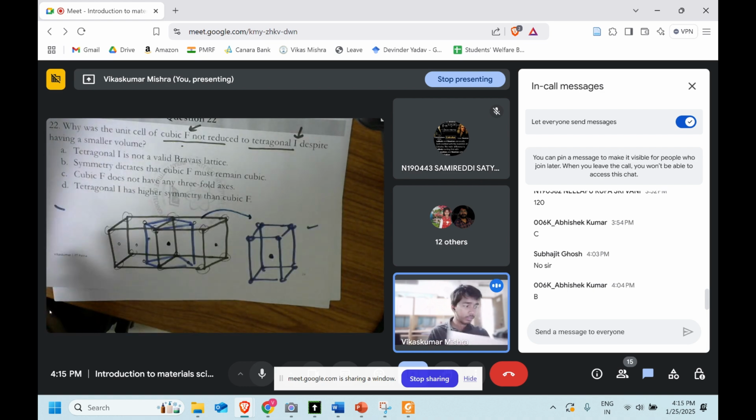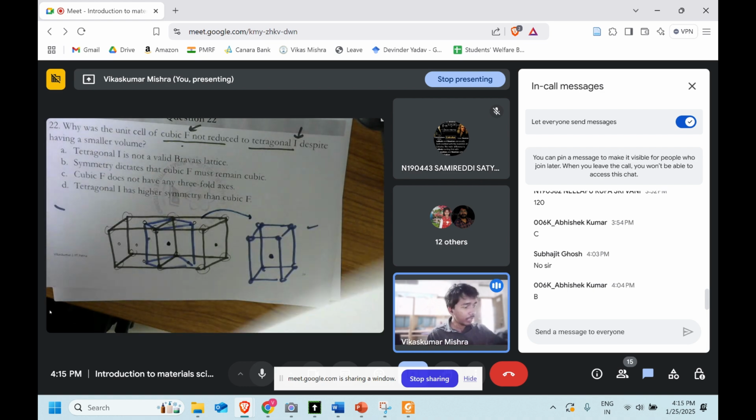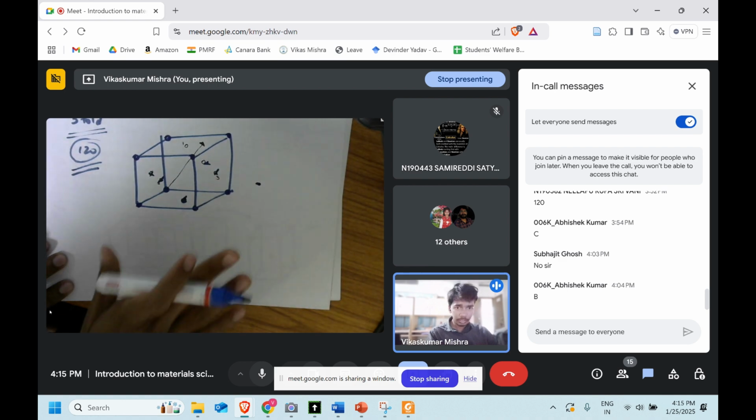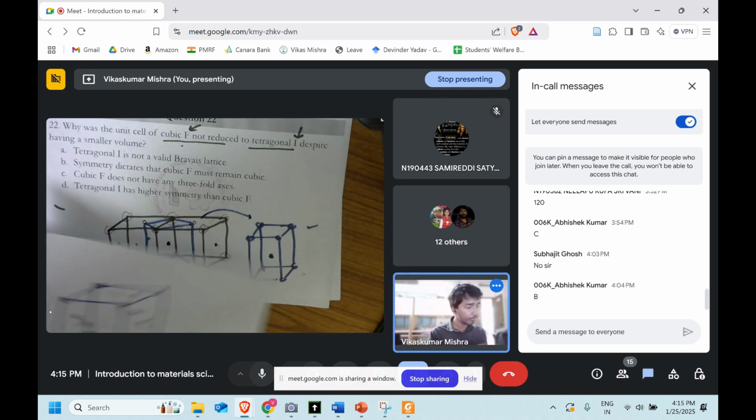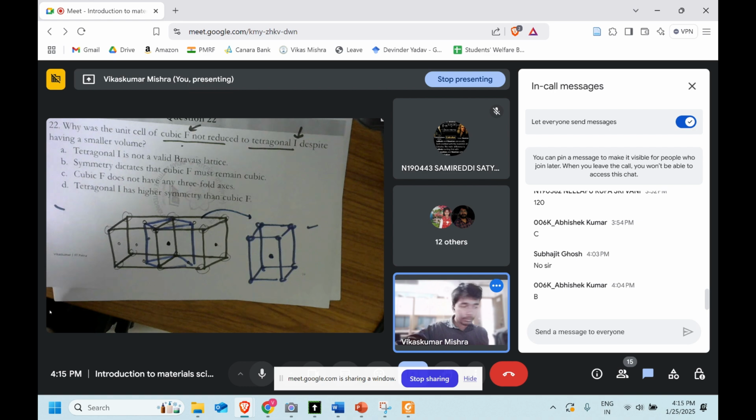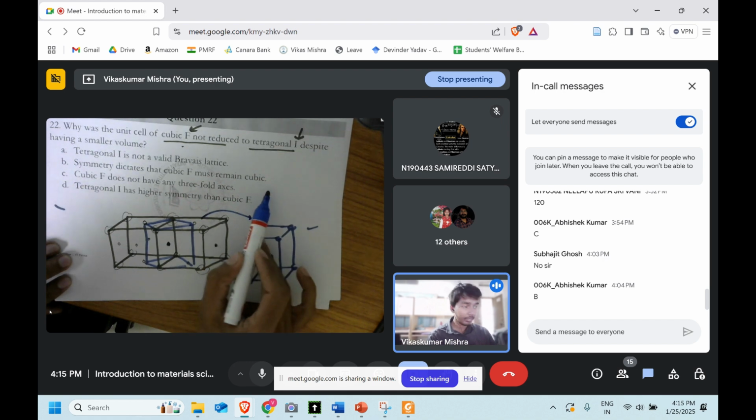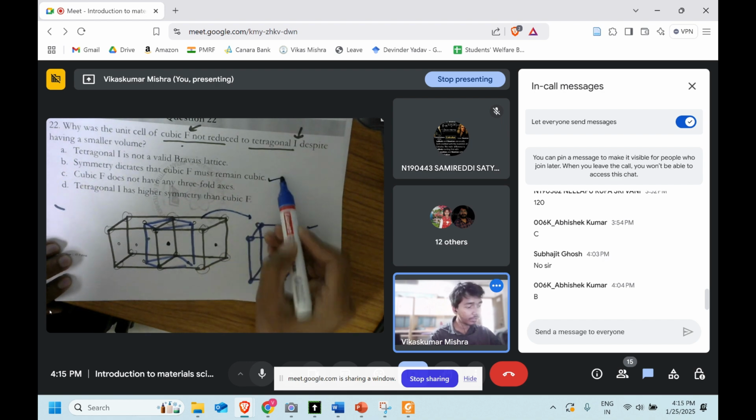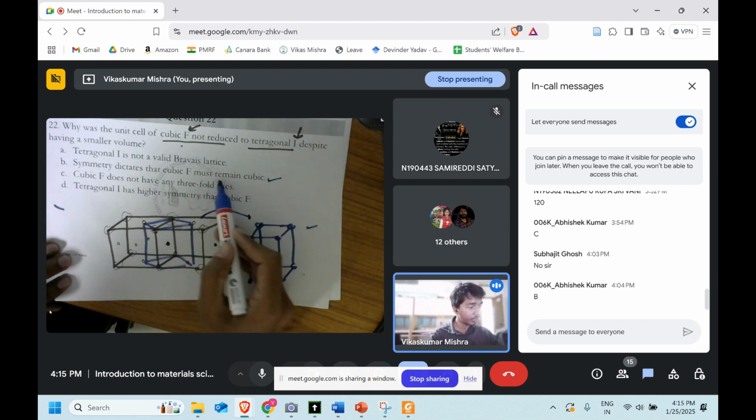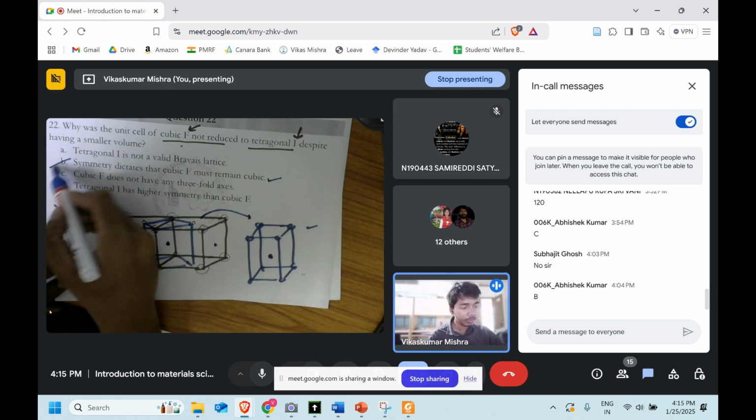Now let's answer the question. I hope this is clear. If there is any doubt, please let me know. So now why did we not do it? Symmetry dictates that the cubic F must remain cubic, right? So with that we can say that option B is the right answer.